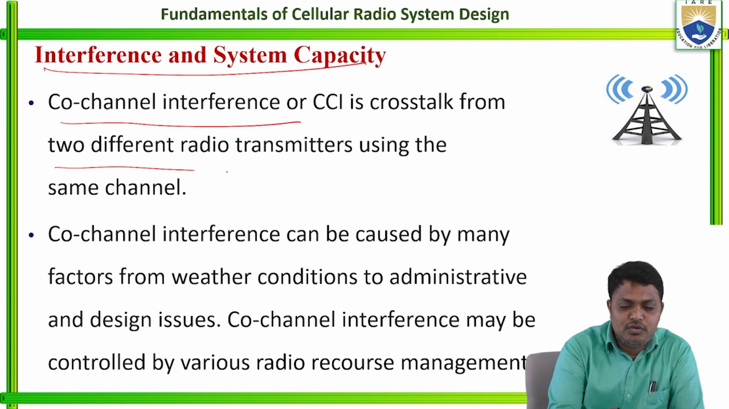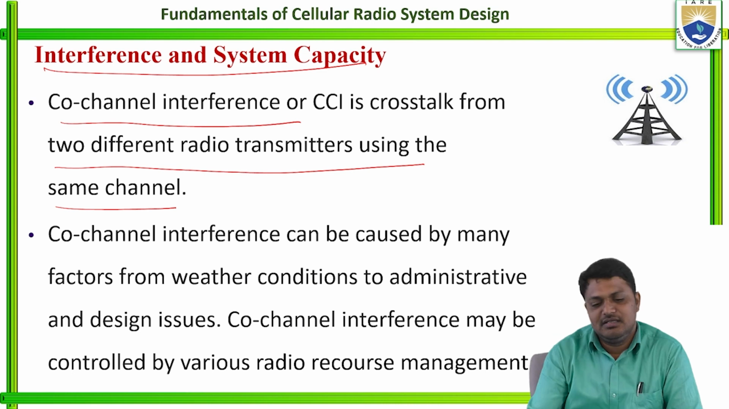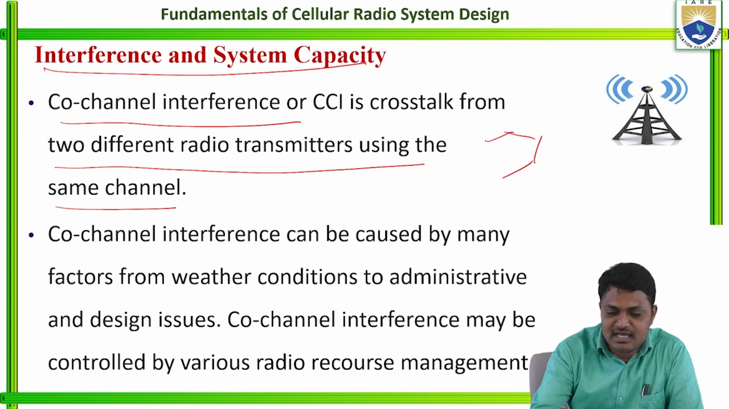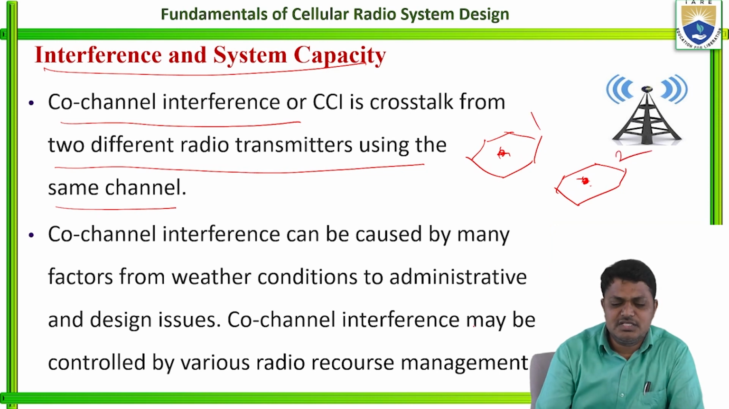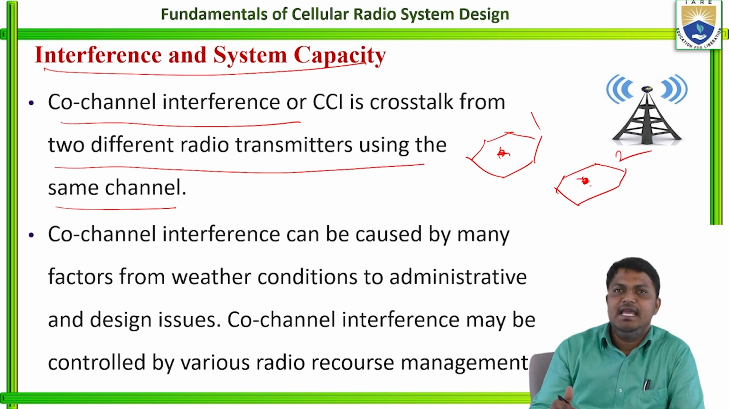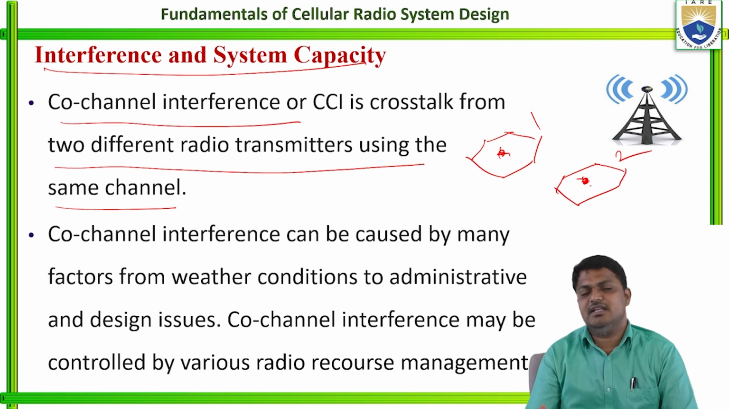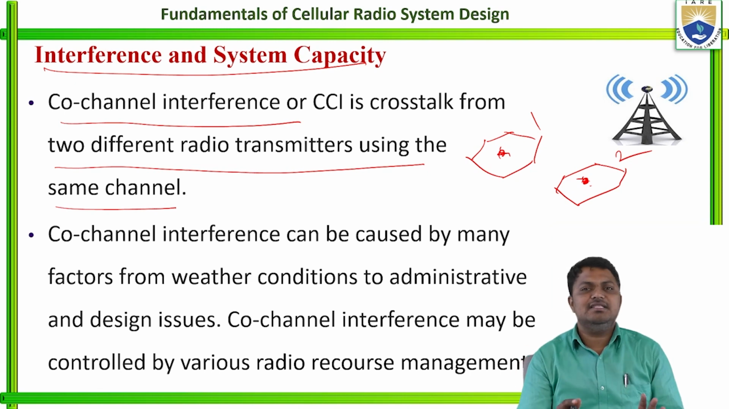It occurs between two different radio transmitters using the same channel. I am repeating: for example, there are two cells, and these two cells are using the same frequency band. Then automatically these two are adjacent to each other, right? Cell 1 and cell 2 are co-channel cells, and these two base stations are using the same frequency band. So there is crosstalk from the different radio transmitter: the user is connected to two channels simultaneously, and those two channels are using the same frequency band.